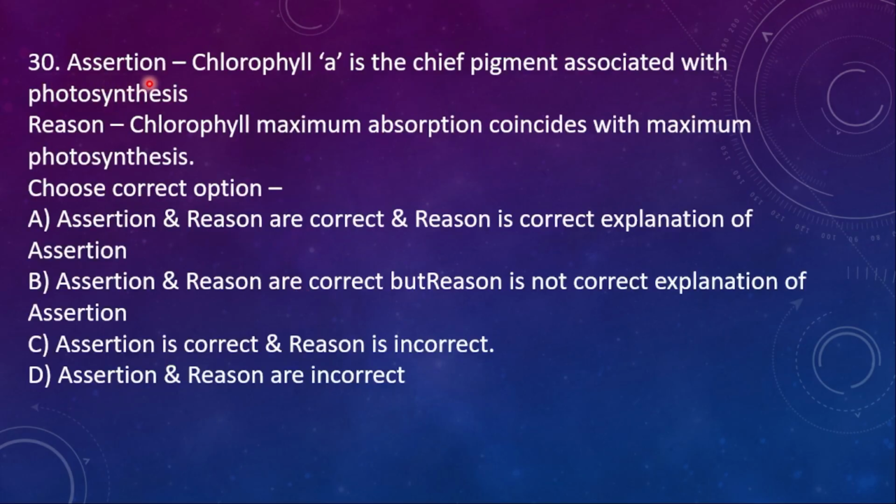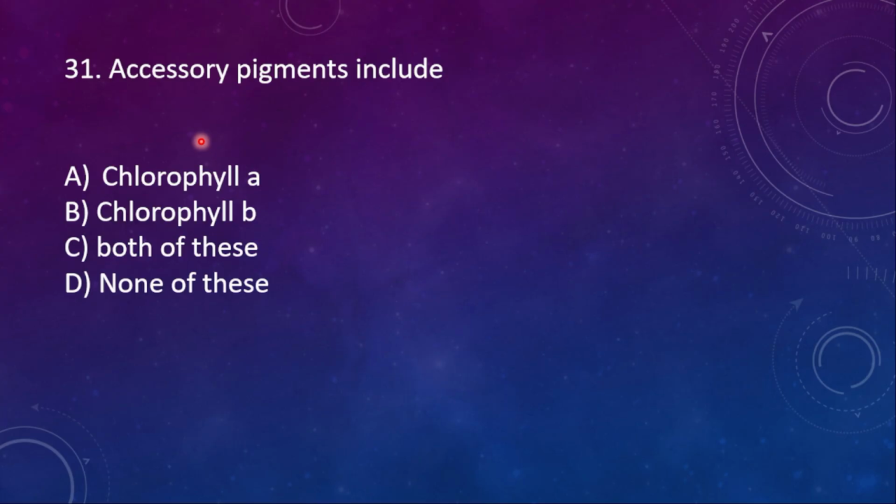30th one, assertion and reason. Chlorophyll A is the chief pigment associated with photosynthesis. Exactly. And chlorophyll's maximum absorption coincides with maximum photosynthesis. So choose the correct option: the assertion and reason are both correct, and the reason is the correct explanation of photosynthesis.